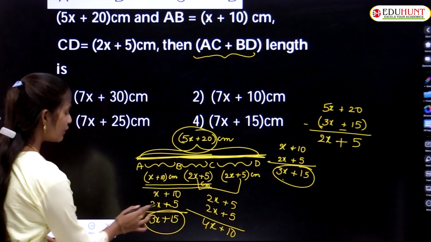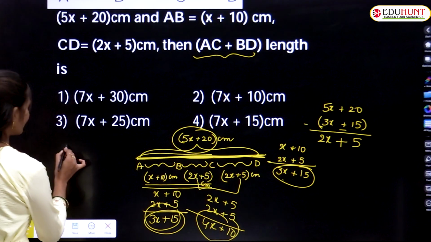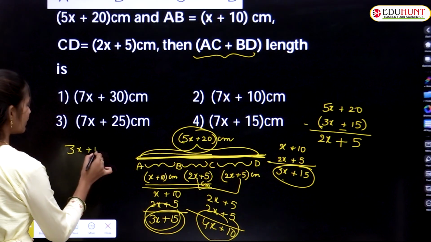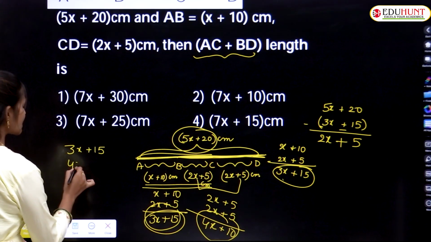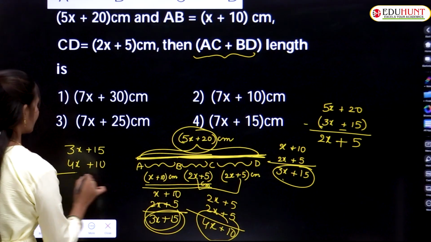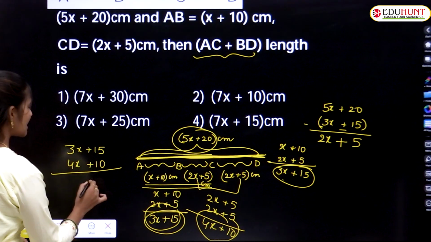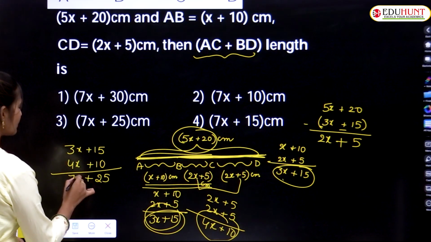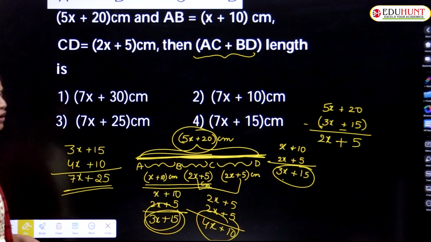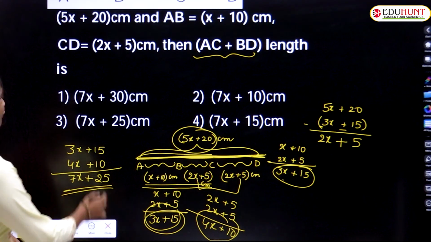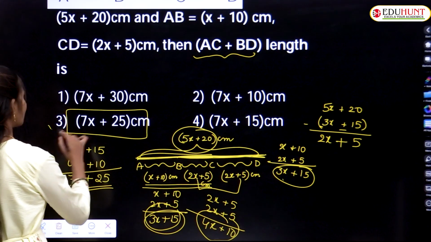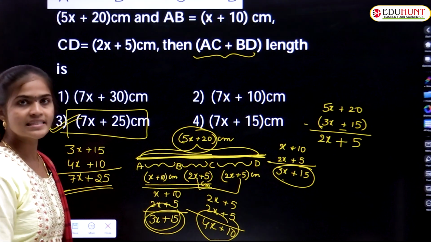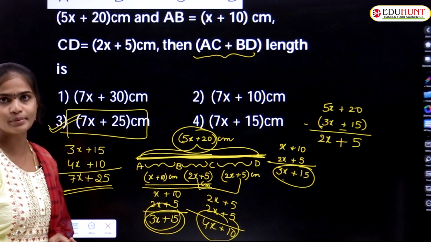Now what they are asking, what is the sum of AC length as well as BD length? Now we have to add these two. So 3x plus 15 as well as 4x plus 10. So here 15 plus 10 is equal to 25. 3x plus 4x is equal to 7x. Okay, so here 7x plus 25. So which option is correct? Option 3 is correct. 7x plus 25 centimeters.